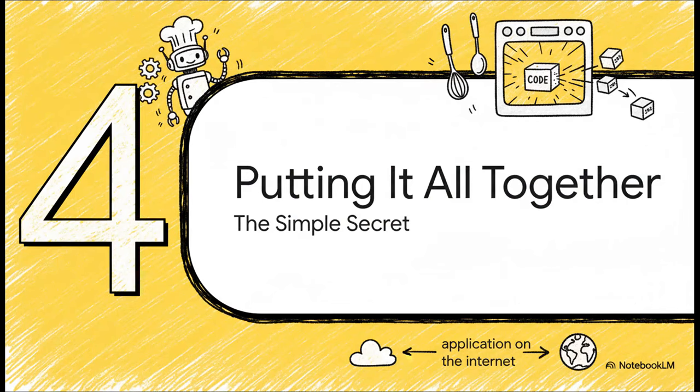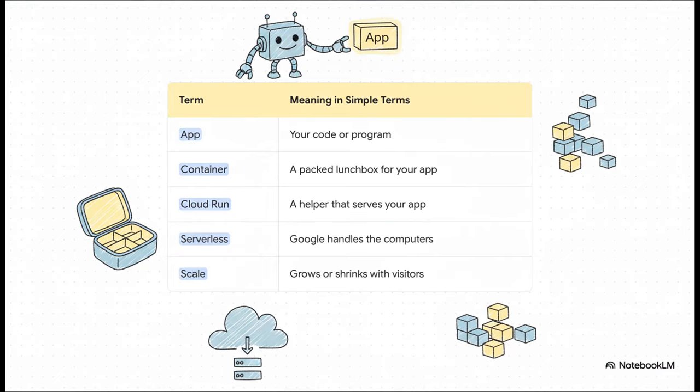Okay, let's pull all this together. I want to do a quick recap of the key terms just to make sure everything is crystal clear. So let's run through it. Your app, that's just your code, your website, your creation. The container, that's our packed lunchbox with everything the app needs. Cloud Run is the helpful robot that serves it to the world. The magic word for all this is serverless, which just means you don't worry about the computers, Google does. And scale, that's its superpower, to grow or shrink depending on how many people are visiting.